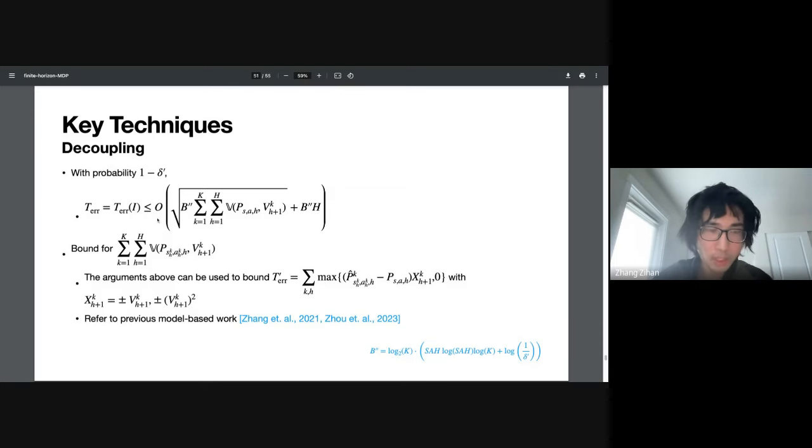That is, T error of capital I is smaller than square root of B prime. B prime you can roughly view as SEH square plus log one over delta prime, times the total variance term. Now we can omit the log one over delta prime term, since we have finished all our union bound argument. So here B prime is roughly order of SEH, and this term is SEH square. And using similar techniques, we can bound the total variance by KH square. So the total regret bound is square root of SEH cube times K plus SEH square. And taking minimization with KH, we can eliminate the second order term.